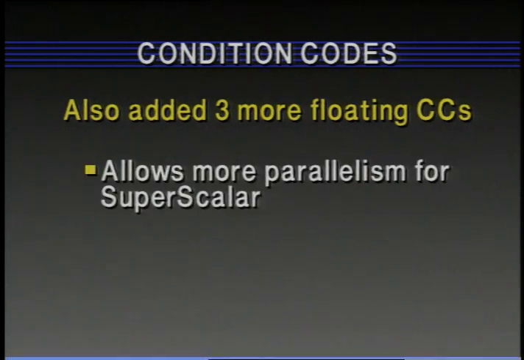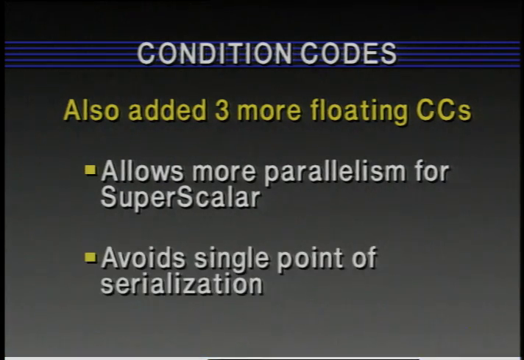One of the reasons for doing this was to allow more parallelism for superscalar chips, where you want to be launching multiple floating point instructions at the same time. The real key here in having multiple condition codes is that we're trying to avoid a single point of serialization in the machine. For example, if we wanted to do several compares simultaneously and only had one condition code, we'd bottleneck on that one resource. By having several condition codes, we can launch several operations in parallel and not be constrained.